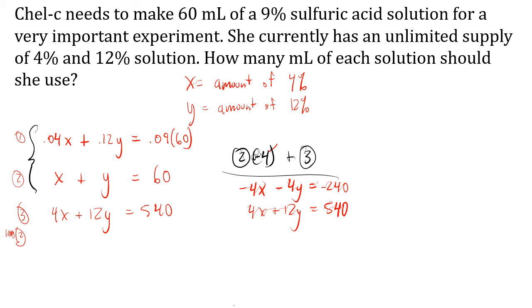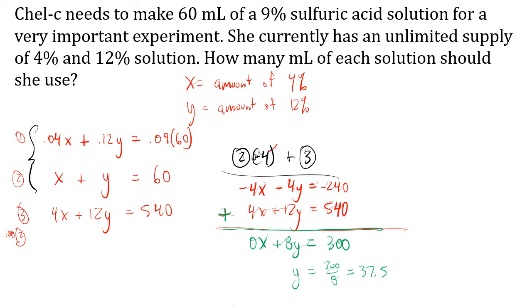Then we're just going to add these up. When we do that, we will get 0x, and then negative 4y and 12y is positive 8y, and then negative 240 plus 540 is 300. If we solve this for y, y is equal to 300 over 8, which is the same thing as 37.5. So we found that there's going to be 37.5 milliliters of the 12% solution.